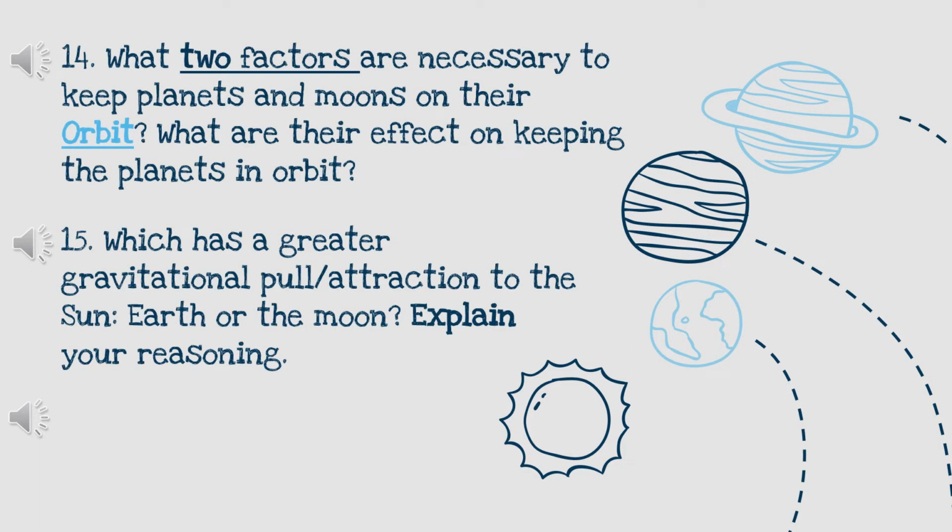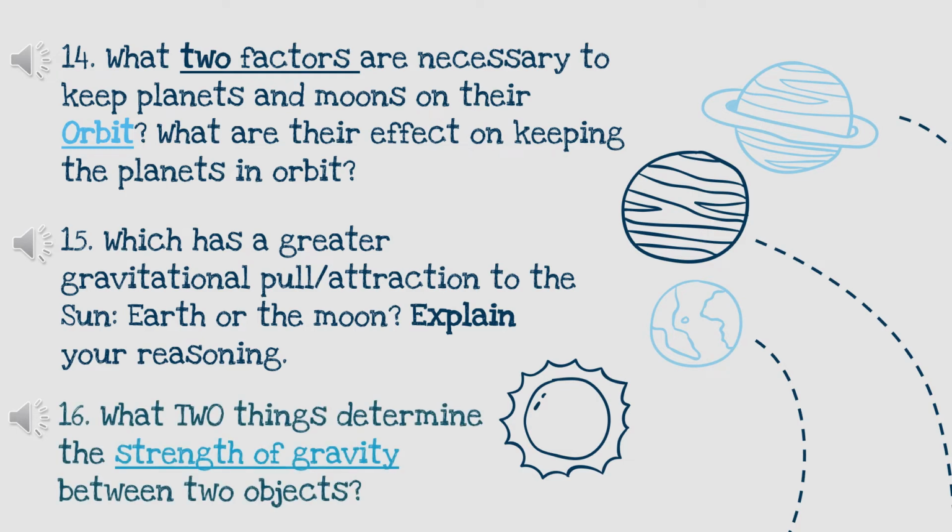Number 16, which has a greater gravitational pull or attraction to the sun, the Earth or the moon? The Earth has a greater gravitational pull or attraction because it has a greater mass than the moon. Remember, the greater the mass, the stronger the gravitational pull, and the closer objects are together, the greater the gravitational pull.